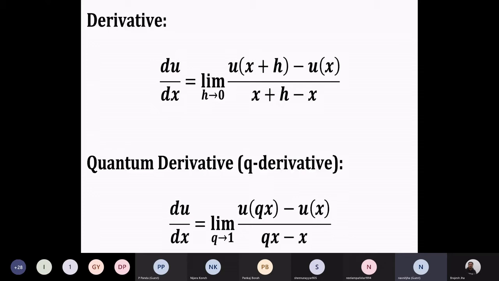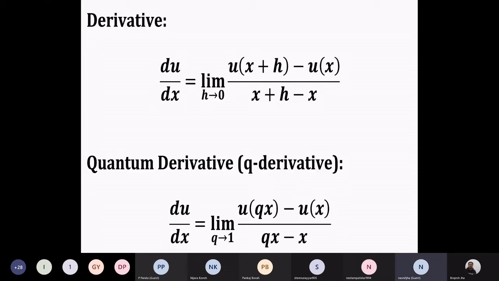Instead of plus h, there is one other alternate that is called quantum derivative, q derivative. It is defined as limit q goes to 1, u of qx minus u of x by qx minus x. Although I am not going to use this q derivative further, whatever analysis I am going to do on this u of x plus h can be done on quantum derivative, provided the domain does not consist 0.